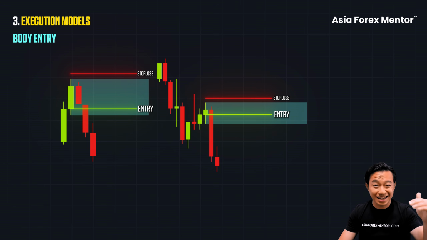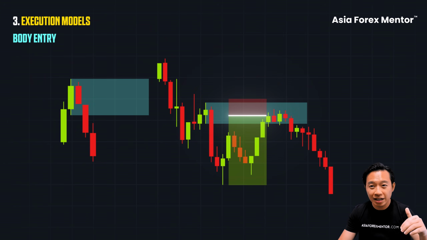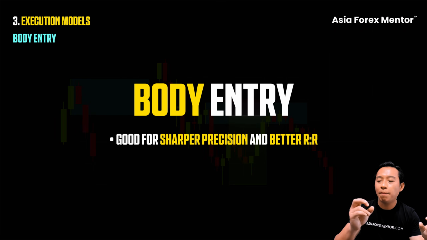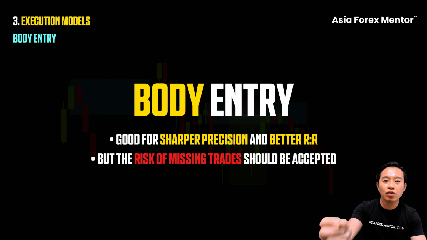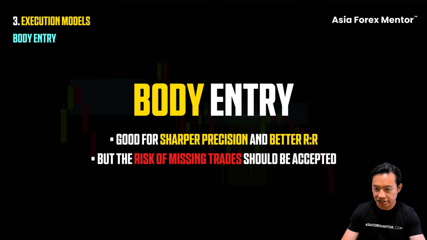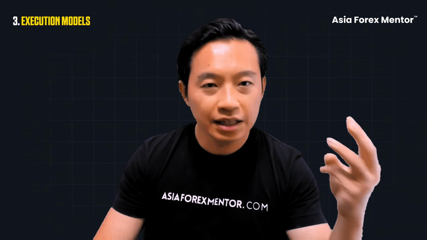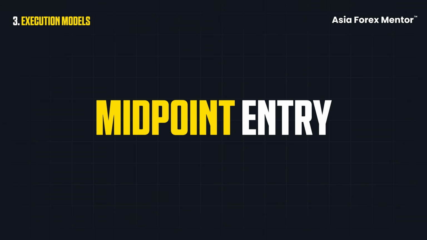Price sometimes will only tag the wick and reverse without touching the body, leaving you behind. So this is a model for those who prefer sharper precision and a better RR, but can accept the risk of missing trades. Now, the third one, the midpoint entry.